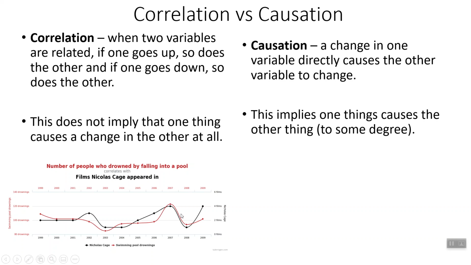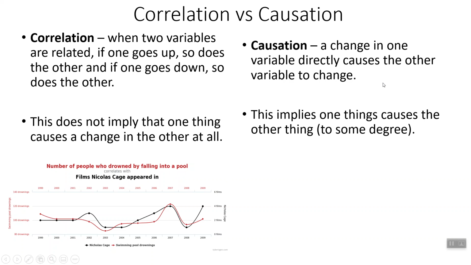They're very well correlated, but Nick Cage appearing in movies is not causing people to fall into pools and drown, and vice versa, falling into pools and drowning is not causing Nick Cage to get work. All right, they just happen to be correlated. There is nothing causing one.